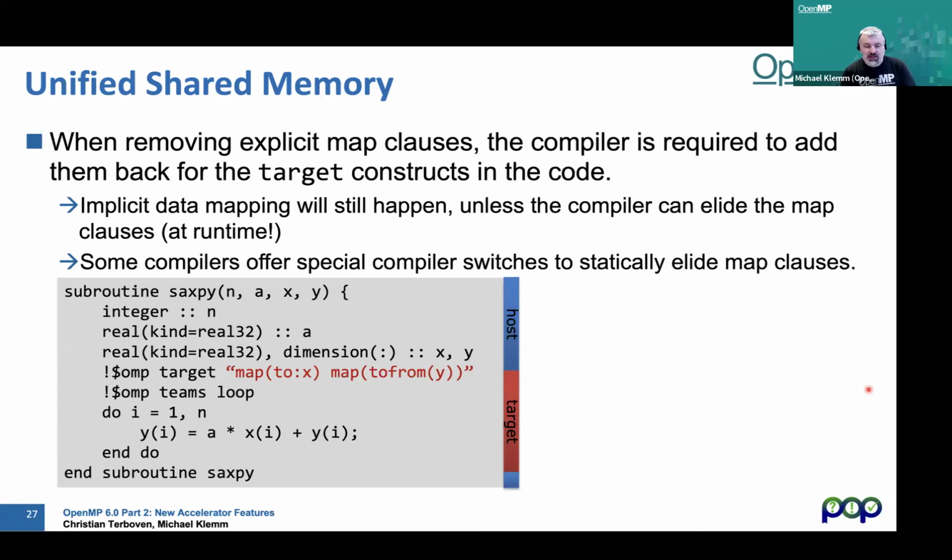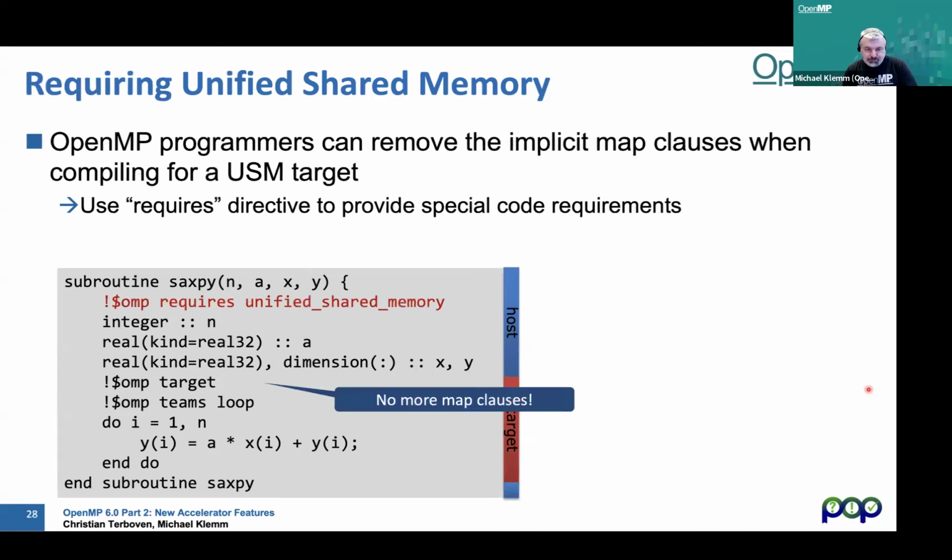And then other compilers, for instance the next-gen Fortran compiler at AMD, have special compiler switches where you can say, don't do map clauses, I know I want to run on unified shared memory. And then they can elide those map clauses statically at compile time. If you didn't write them, they are not being added back, or if you have them in the code, they can be elided with the corresponding loss of semantics when they are removed. Click, please.